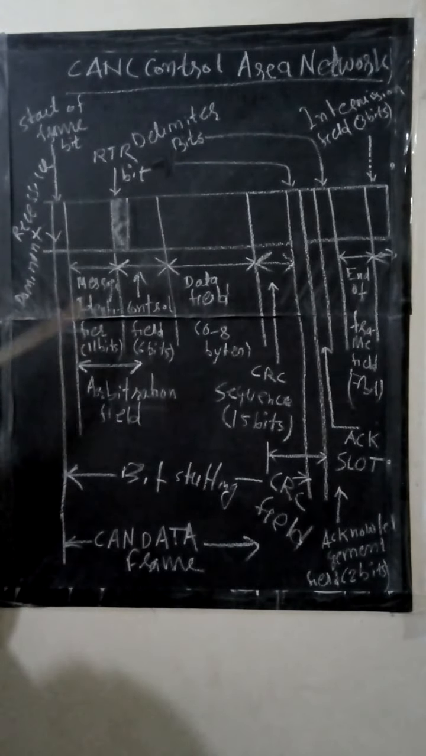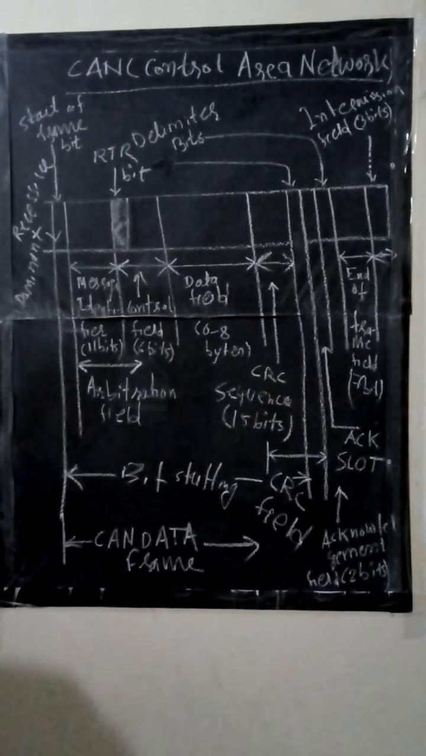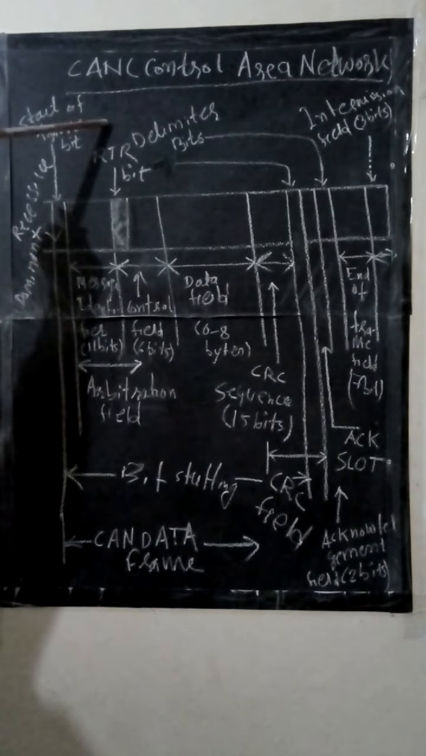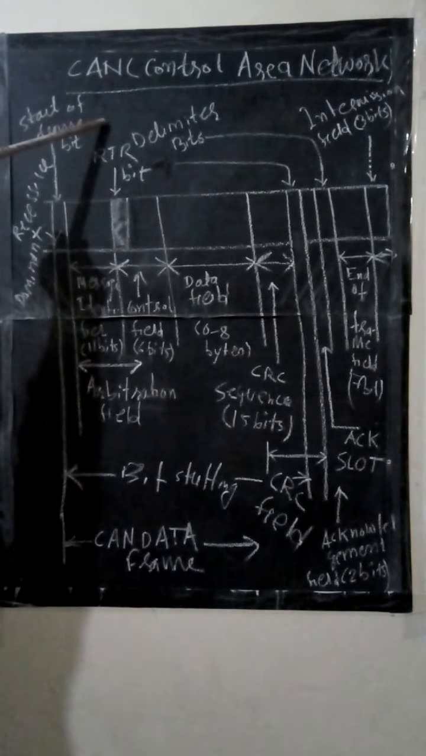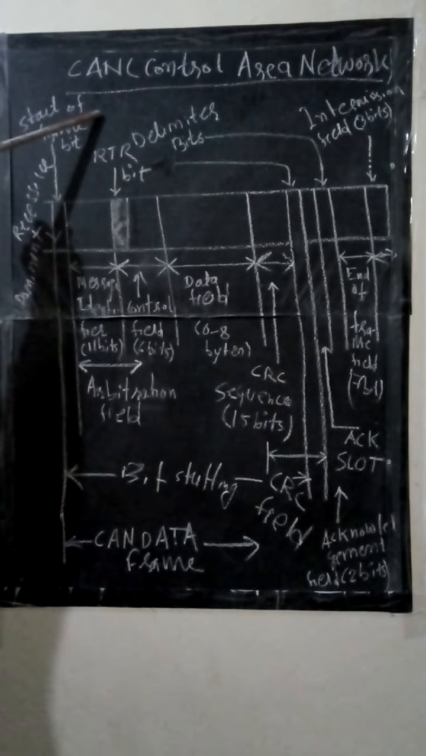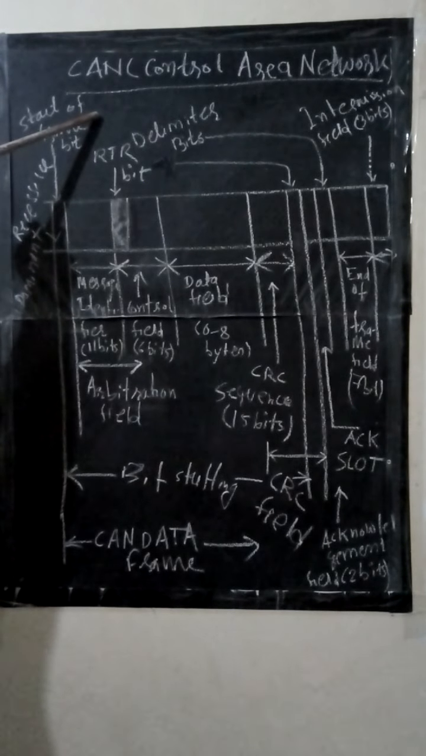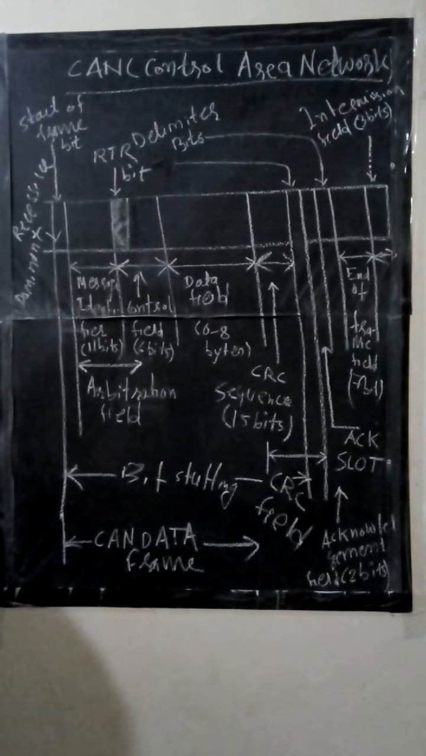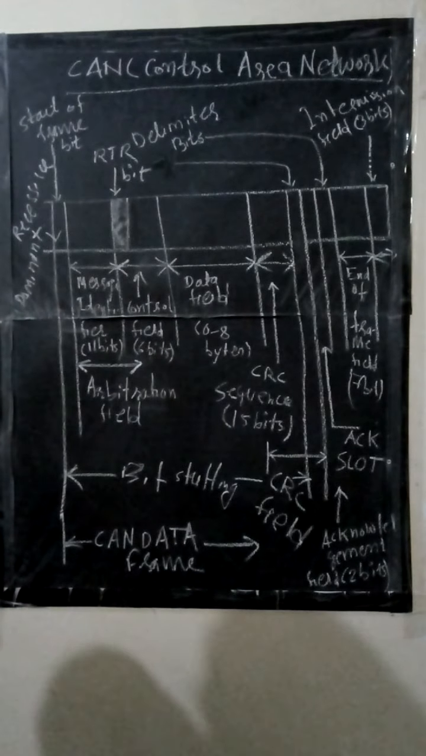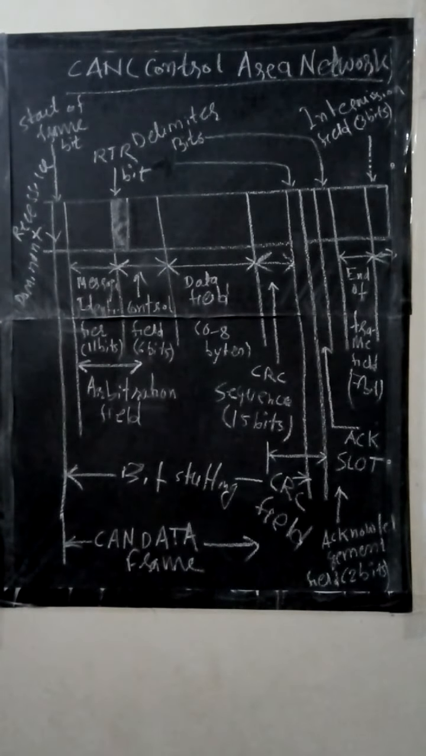Then we will see some applications of this control area network. This control area network is used in automotive electronics, medical electronics, industrial plants, elevators, textile machines, automobiles, fields, etc. These are the applications of this control area network.